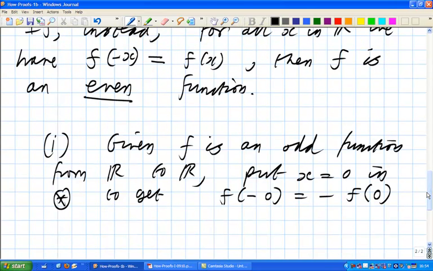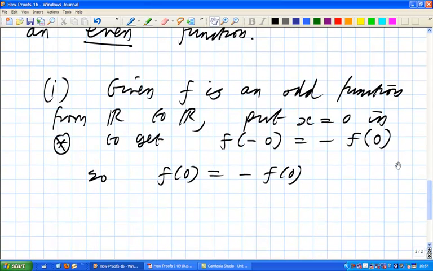But minus 0 is 0, so f of 0 equals minus f of 0, which, well, there aren't very many real numbers which are equal to minus themselves, but if you want to throw in an extra step, you can add f of 0 to both sides to get 2f of 0 equals 0, giving f of 0 equals 0 as well.